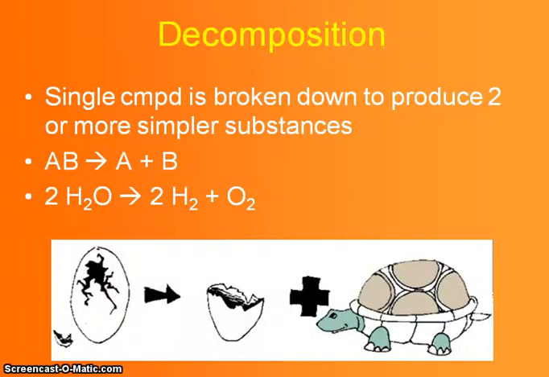Decomposition reactions are the exact opposite of synthesis. Instead of combining things to make a larger product, you're going to take the larger substance and split it into pieces. So a single compound gets broken down to produce two or more simpler substances. So compound AB splits into A and B. Water splits into hydrogens and oxygens.